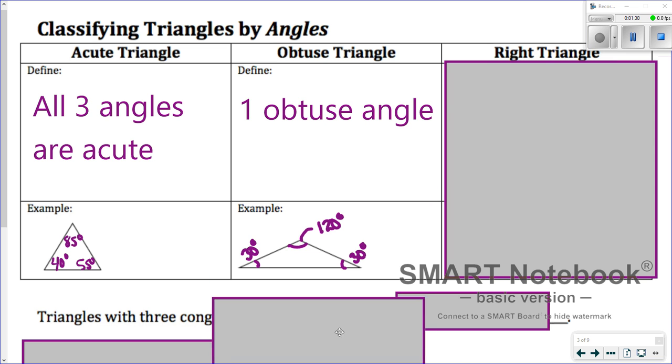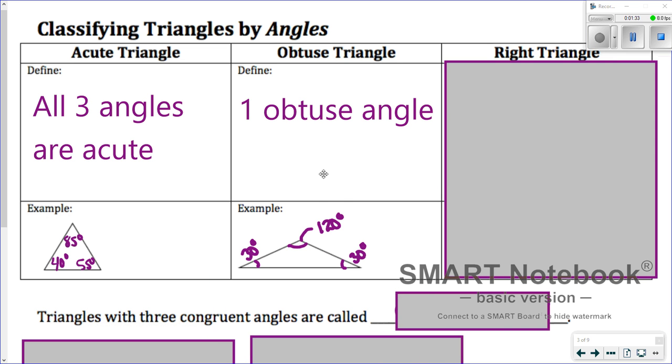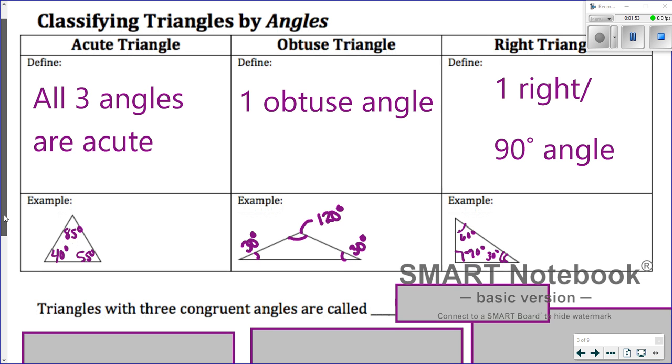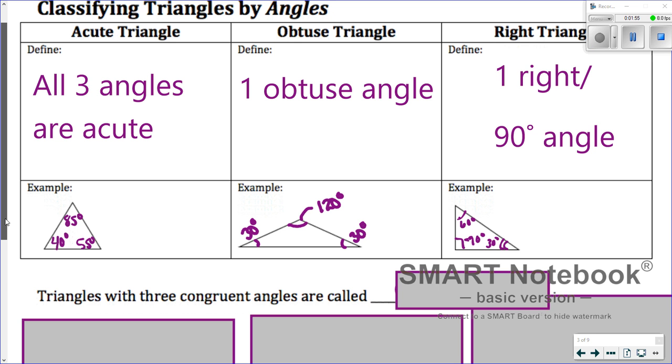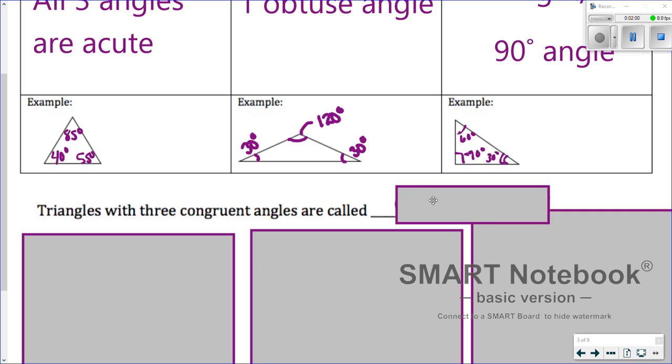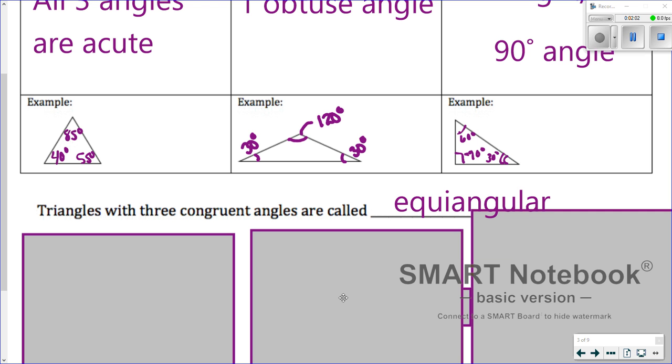With an obtuse triangle, there has to be at least one angle that is bigger than 90 but less than 180. In the diagram you see that this is 120, the vertex, and then the two sides are 30. And in a right triangle, there's going to be one angle that is 90 degrees. So as you see in the diagram, we have the 90 degrees and the other two is 60 and 30. Triangles with three congruent angles are called equiangular. So equi means equal and angular, angle.